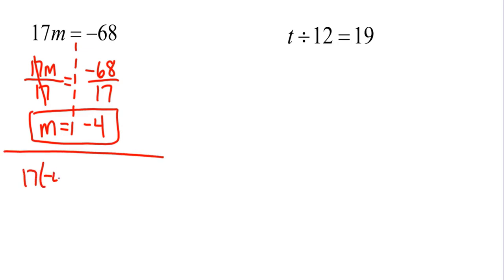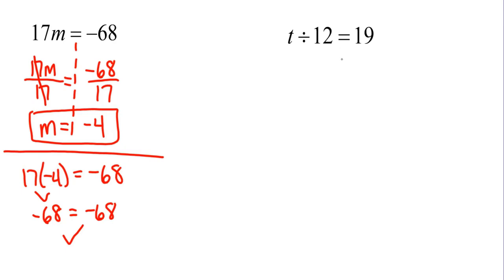And again, a quick check just to see if my solution makes sense. 17 times negative 4 is negative 68. So that does check out. Negative 68 equals negative 68. Just take the extra second to check your solution. That way you know you've got them right.